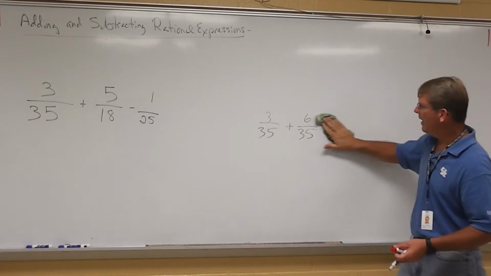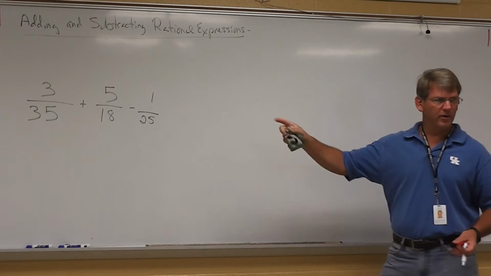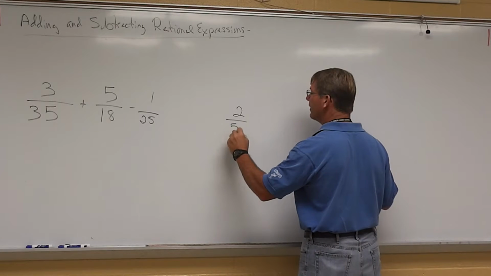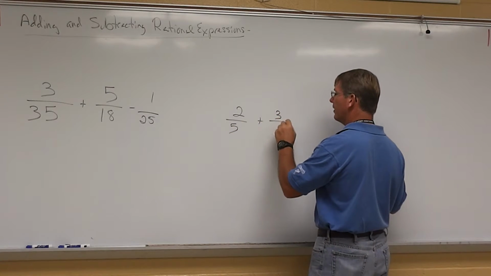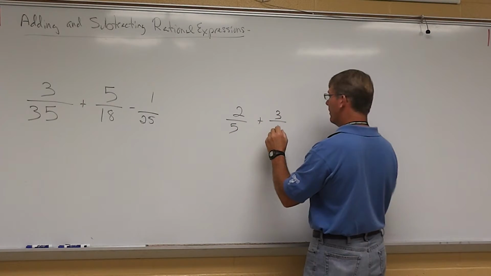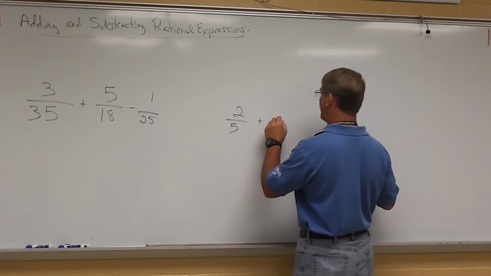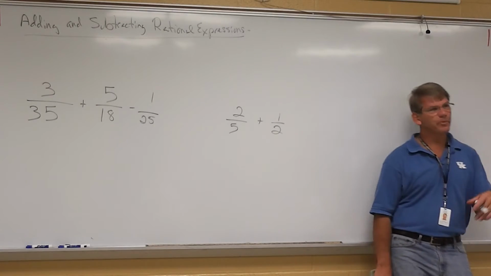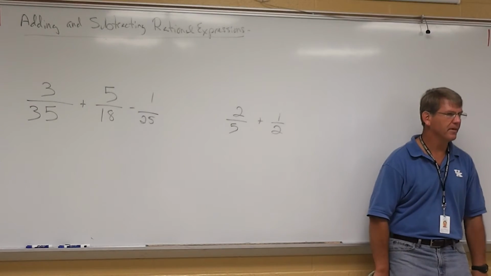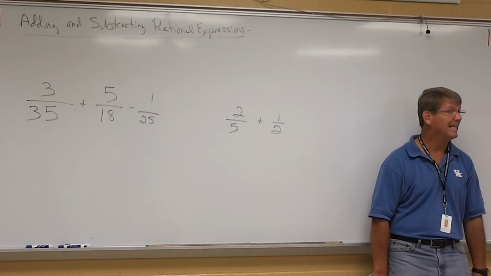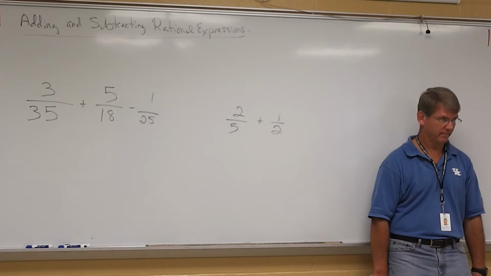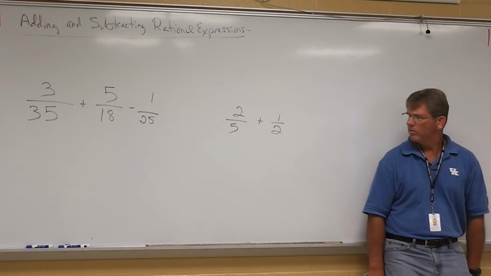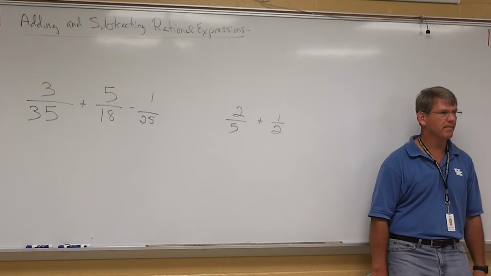Alright. Now, if I were to have given you a nice little problem like 2/5 plus 1/2, let's start super easy. What's the common denominator that I'm going to need? What's the least common denominator? Okay, 10. Yeah, so I threw it out there. It's 10. Alright. So, what would I have to do to make them have the same denominator?